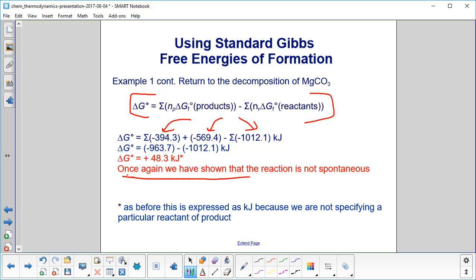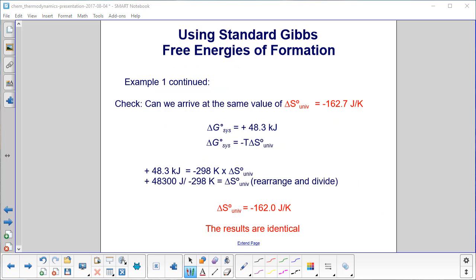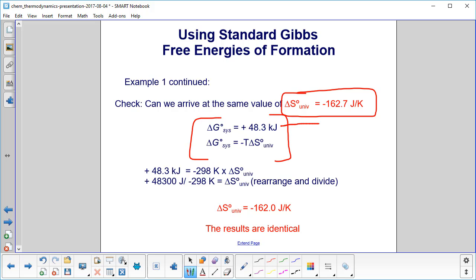So once again, this time using the Gibbs free energy, we've shown that the reaction is not spontaneous. And we're just expressing it as kilojoules there because we're not specifying a particular reactant or product. So we want to check that and make sure that we come up with the same value of delta S naught universe. So here's our two things for Gibbs free energy. We calculated that the Gibbs free energy change for the system is 48.3 kilojoules. It was defined as negative T times delta S naught universe.